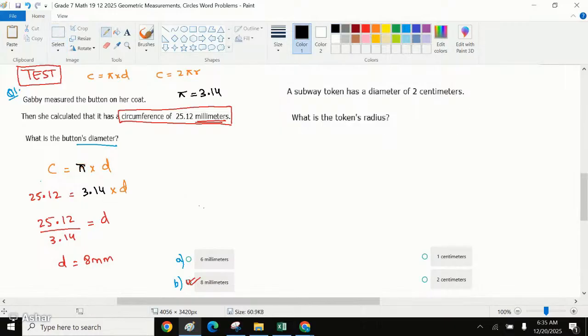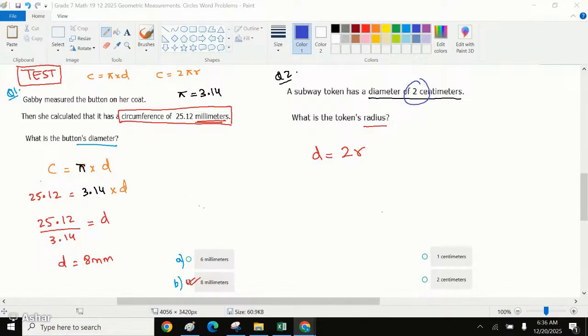Okay. So the question number 2 says, a subway token has a diameter of 2 centimeters. What is the radius of the token? We know that diameter is twice the radius, double the length of the radius. Agreed? So the diameter was given as 2. So if the diameter is given as 2, we need to find the radius.